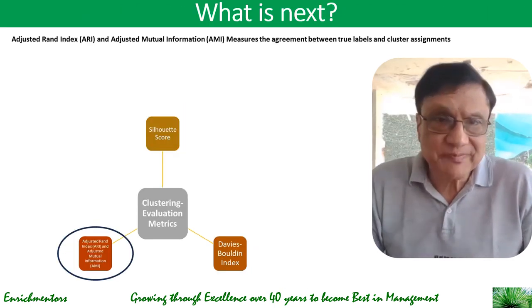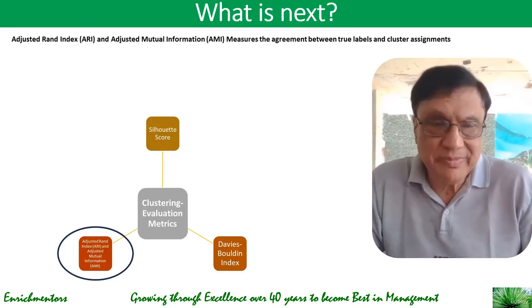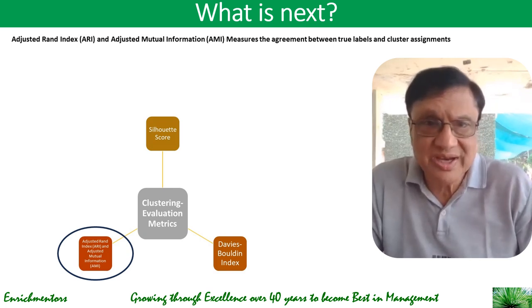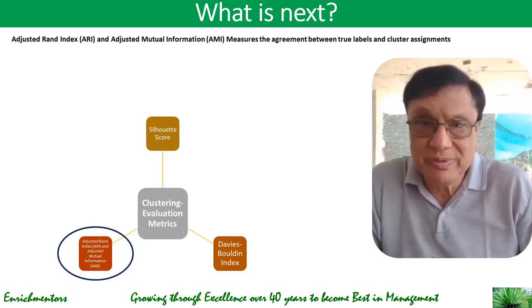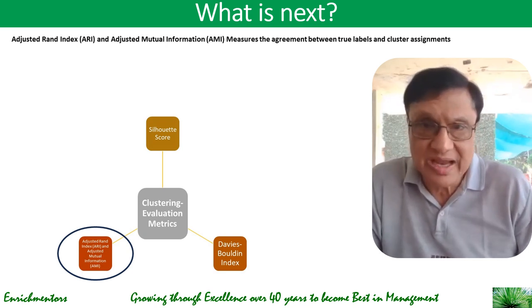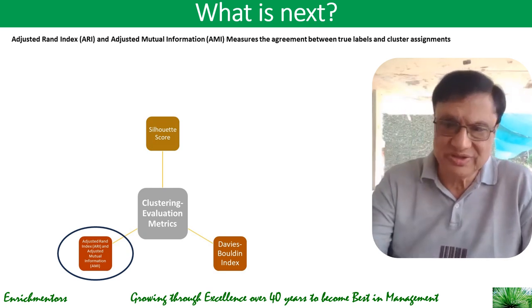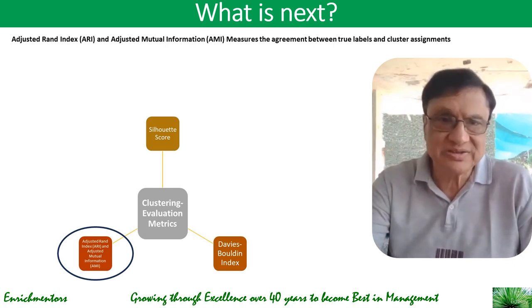So what is next? We will look at the last of the evaluation criteria for clustering, which is the adjusted Rand index (ARI) and adjusted mutual information (AMI) measures, as the agreement between the true labels and cluster assignments, the actual true labels of the clusters and the cluster assignments. That's what we will do in the next lecture.